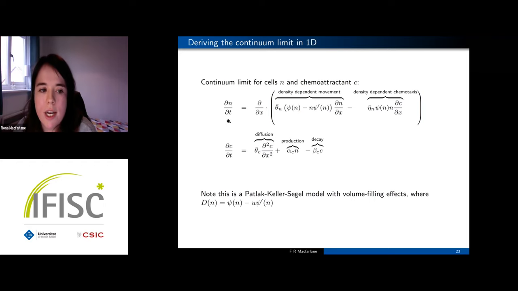So when we do this for this case, our cell population equation becomes this PDE, where we have density dependent movement and this density dependent chemotaxis. And for our chemical, we have this reaction diffusion equation where we have the standard diffusion, production and decay of the chemical. For those who are familiar with equations for chemotaxis, these are a form of the Patlak-Keller-Segel model with volume filling effects. What's quite nice is that from these probability-based rules from this individual-based model, we're able to formally derive these well-known PDEs that have been used in this area before.